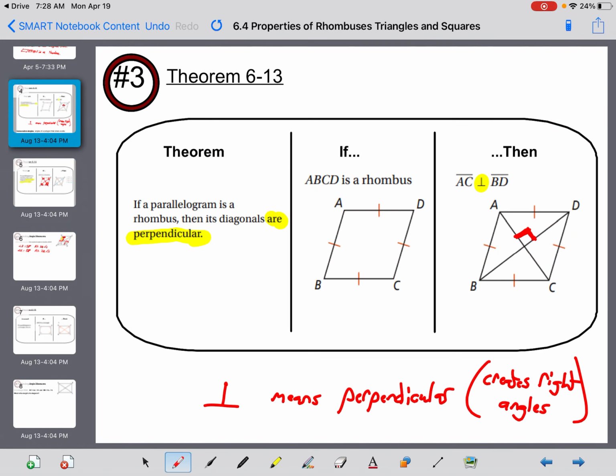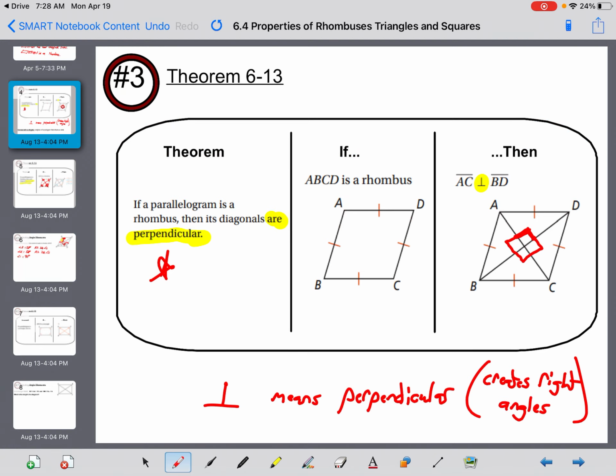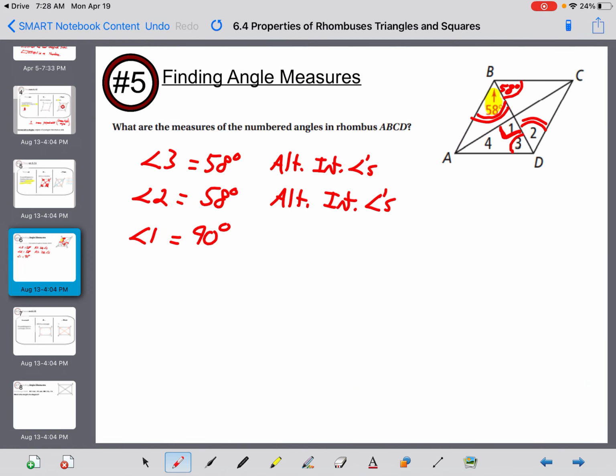Okay, now there was a rule that we just wrote down, 6-13. If a parallelogram is a rhombus, then its diagonals are perpendicular. Well, that means that all four of the angles in the center are 90 degrees. Okay, and if I look at our image here, we have angle 1 in the center. Angle 1 is going to be 90 degrees. And that theorem was called Theorem 6-13.